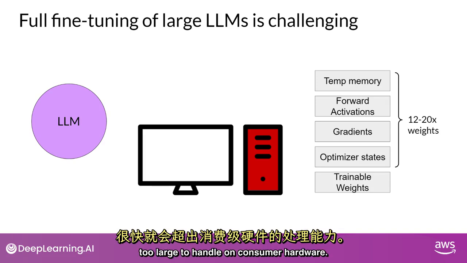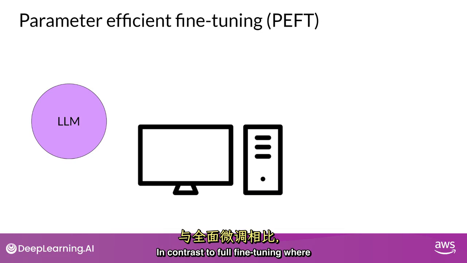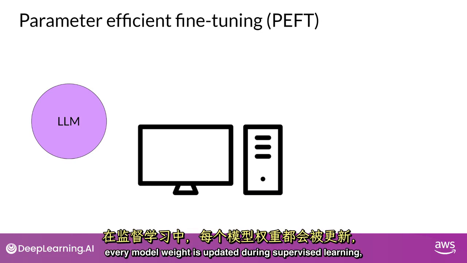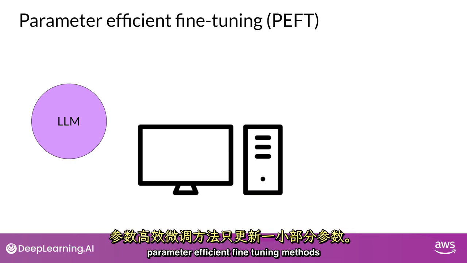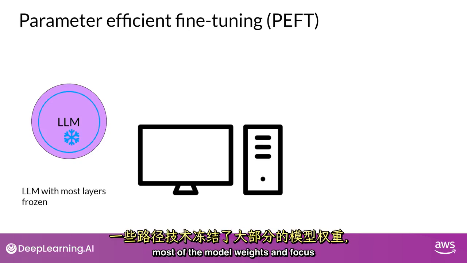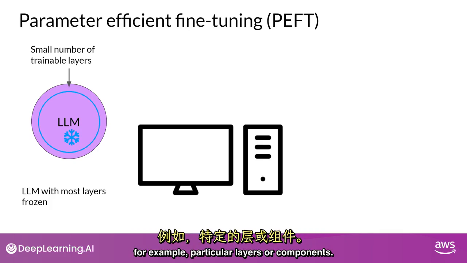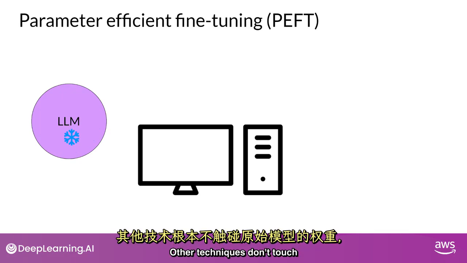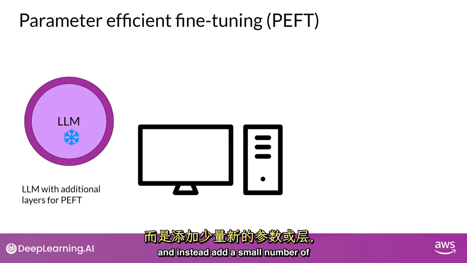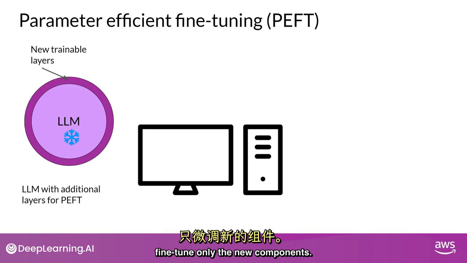These additional components can be many times larger than the model and can quickly become too large to handle on consumer hardware. In contrast to full fine-tuning, where every model weight is updated during supervised learning, parameter-efficient fine-tuning methods only update a small subset of parameters. Some PEFT techniques freeze most of the model weights and focus on fine-tuning a subset of existing model parameters, for example, particular layers or components.